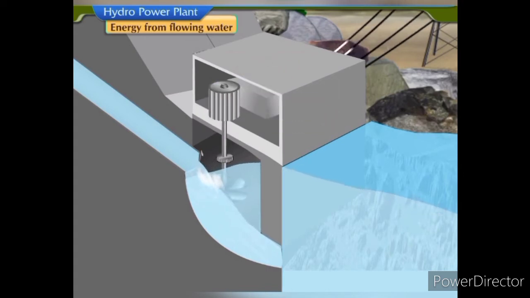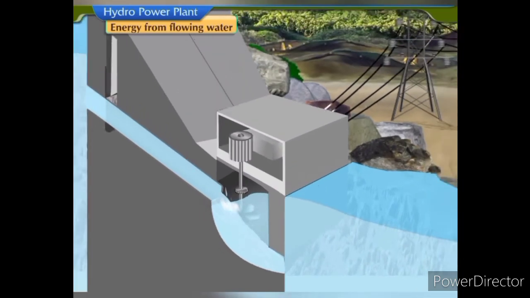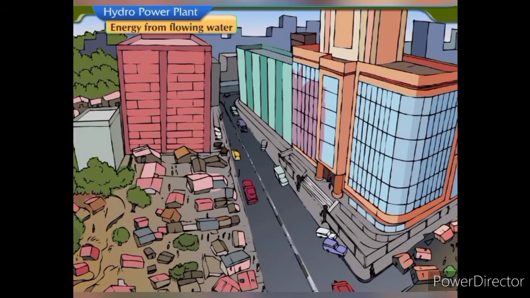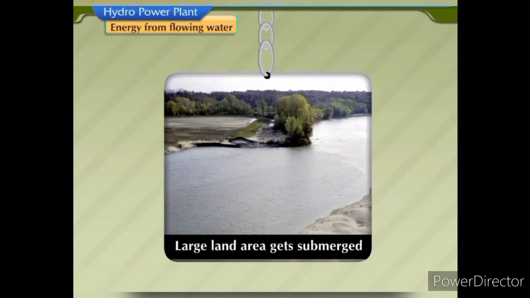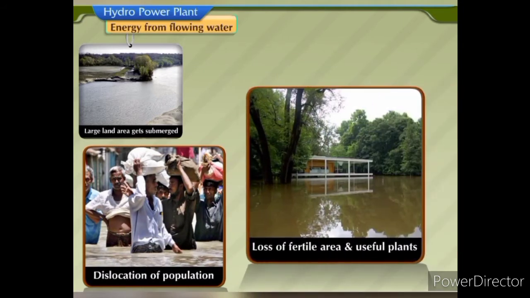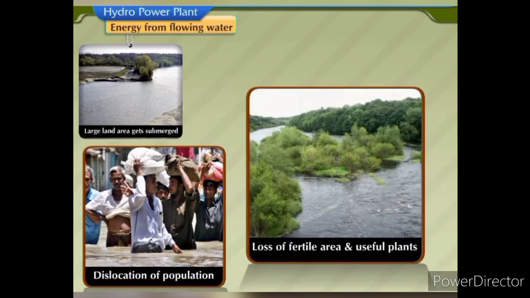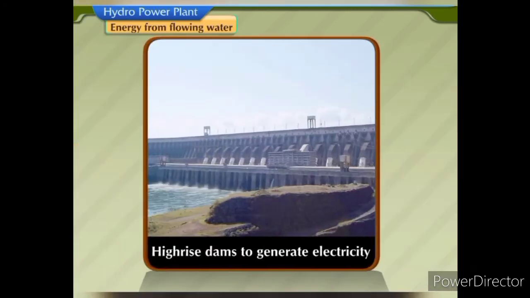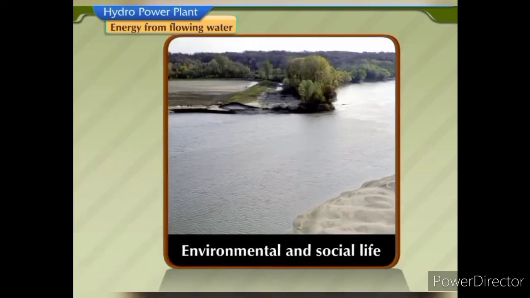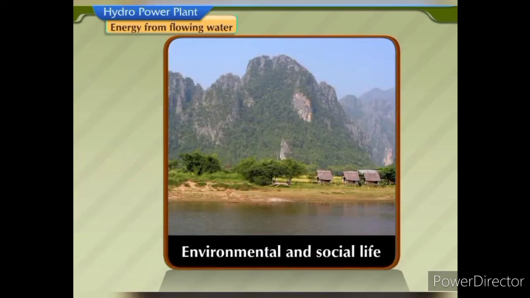There are many problems associated with the construction of hydroelectric power plants. Can you think of some problems? We know that dams cannot be constructed at all places. When dams are constructed, large land area gets submerged. It results in dislocation of population, loss of fertile area, and useful plants. Hence, before constructing high-rise dams to generate electricity, special efforts should be taken regarding its impact on the environmental and social life.